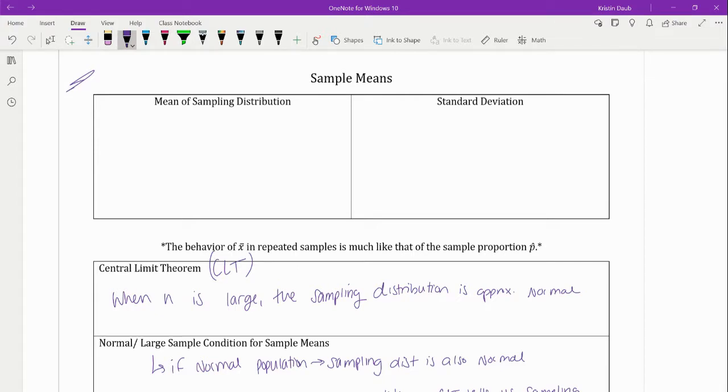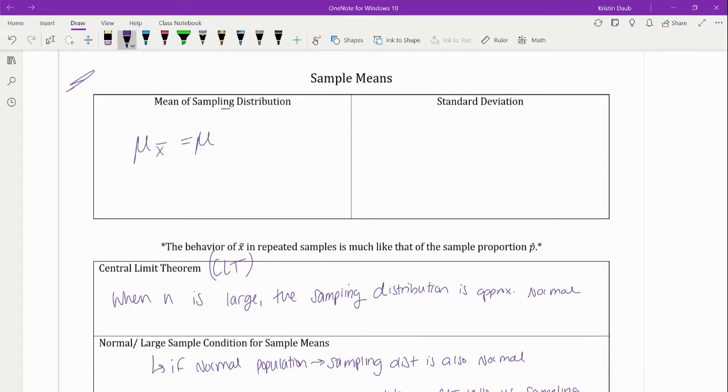You'll notice that it is very similar to the proportions that we've just talked about. We just have different formulas that we're going to use. So to find the mean of the sampling distribution, sampling meaning if I take a bunch of samples and I put them on a graph, we have a sampling distribution. So I'm really looking for the mean of x bar because this is a distribution that has a bunch of x bars plotted on it. And this is going to be equal to the true mean mu of the entire population.